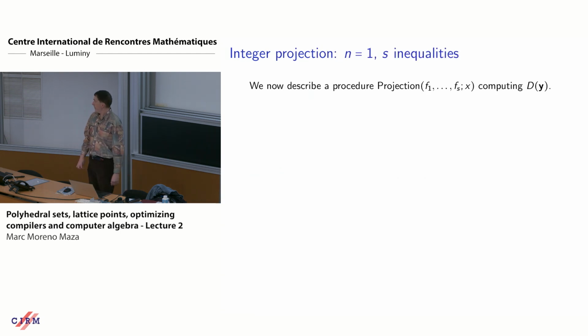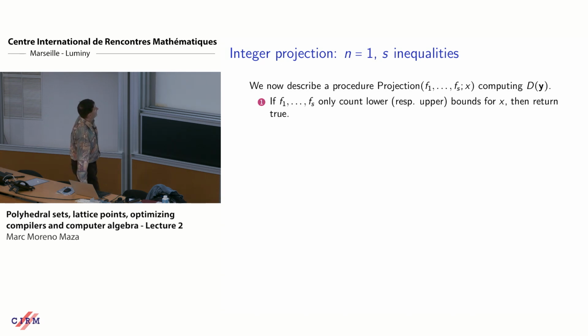Okay, last step. So now we have seen how to do the projection for two inequalities. Then from there we can deduce the projection for many in some very natural way.